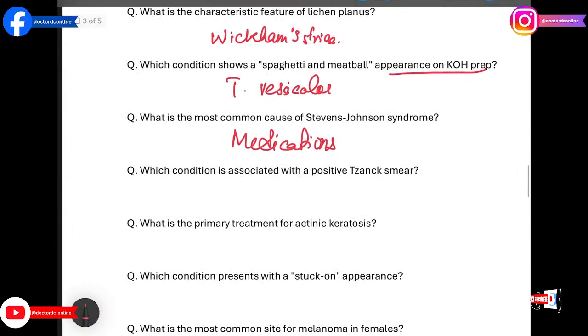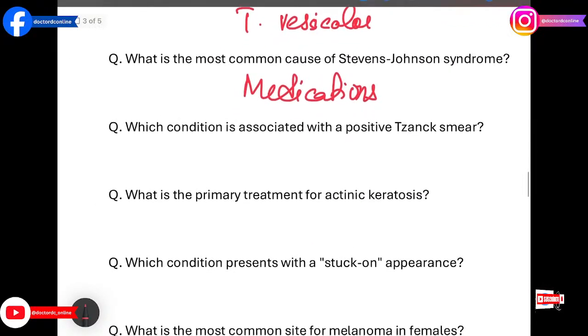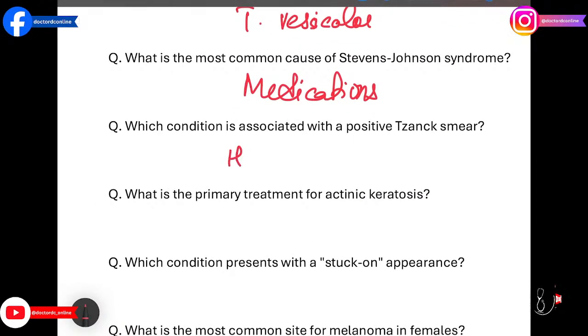Which condition is associated with a positive Tzanck smear? Herpes simplex virus infection. Multinucleated giant cells are seen in vesicular lesions.